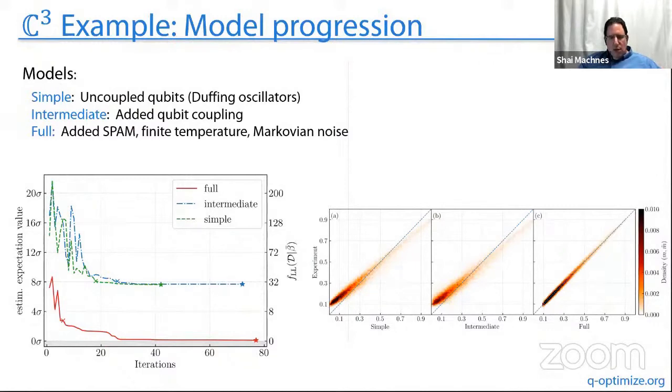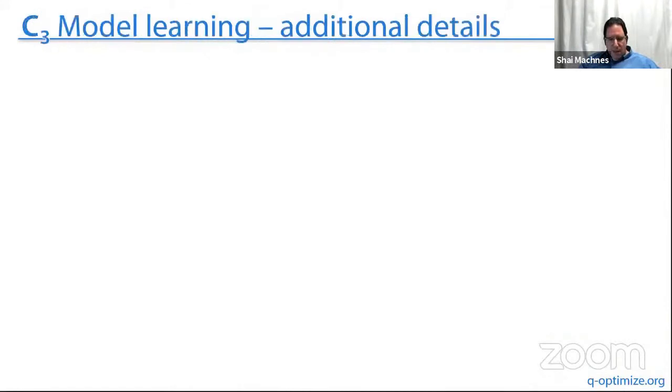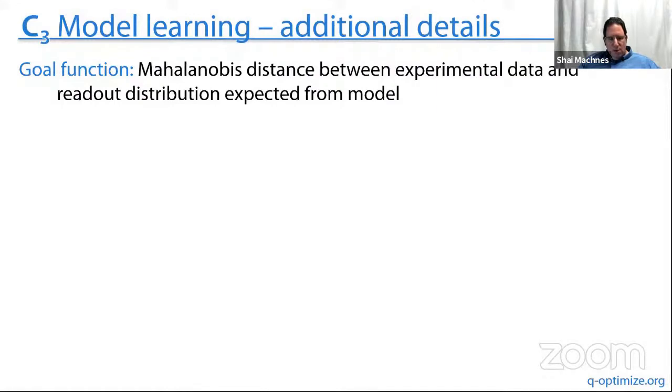Now, another point to mention, this is quantum. Everything is always noisy. So you don't expect to get a clear line, right? Because the noise will never match. But at least the width is what you would expect given the noise. Okay, one more slide about details. For model learning, the goal function, we use the Mahalanobis distance between the distribution of experimental results we expect and the model derived distribution. Because again, there's noise in both, so we're comparing distributions here.